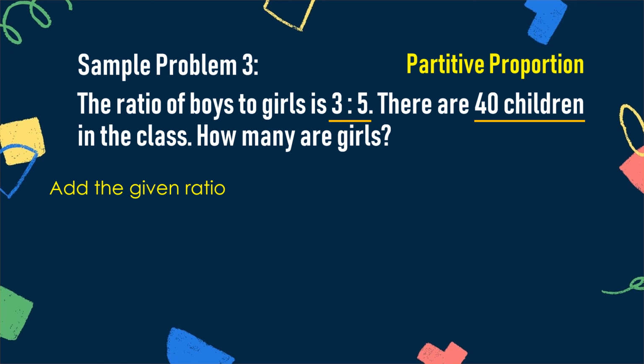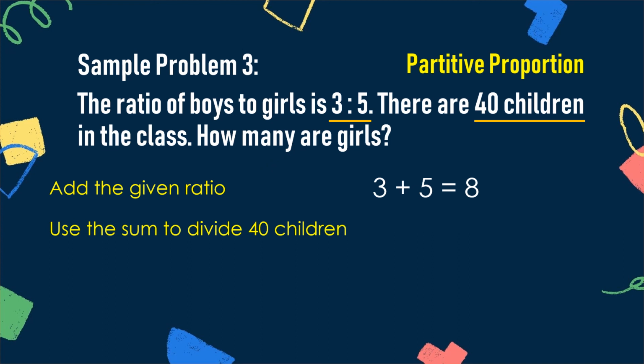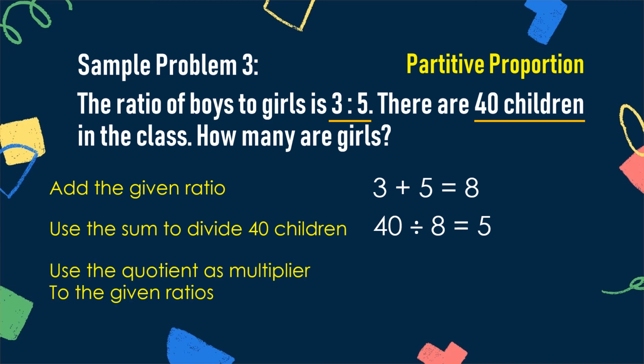First, add the given ratio. The given ratio is 3:5. So, adding them, we have 3 plus 5 equals 8. Then, use the sum to divide 40 children. So, 40 divided by 8 equals 5. Then, use the quotient as a multiplier to the given ratios, meaning we will multiply 5 to the given ratio, which is 3:5. So, 3 times 5 equals 15, and 5 times 5 equals 25.